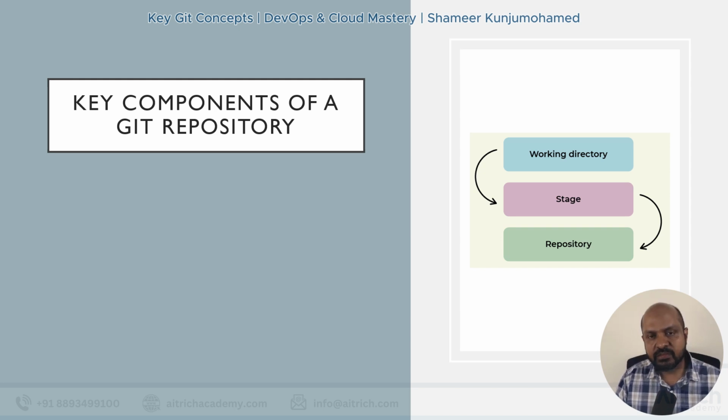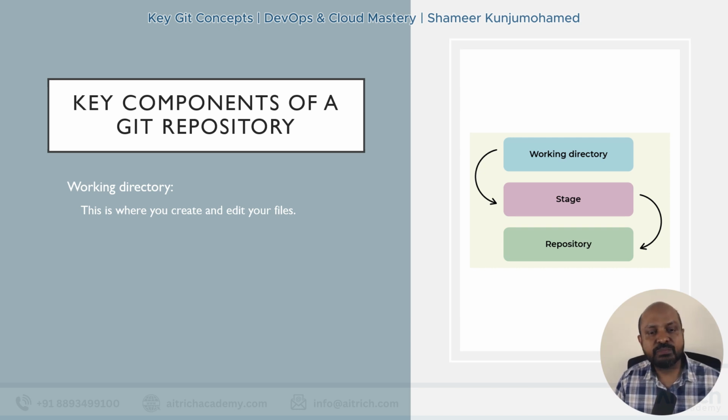Let's break down the anatomy of a Git repository into three essential components, each serving a unique and crucial role in managing your projects. First, we have the working directory. This is your project's playground. It's where you spend most of your time creating, editing, and organizing your files.